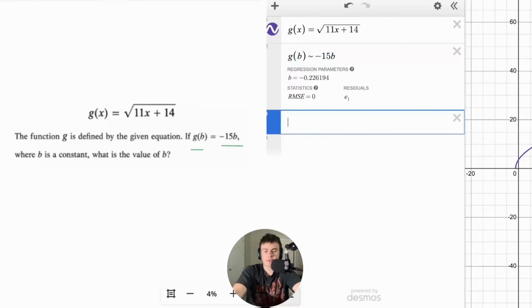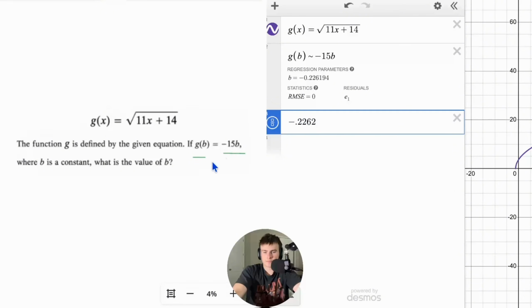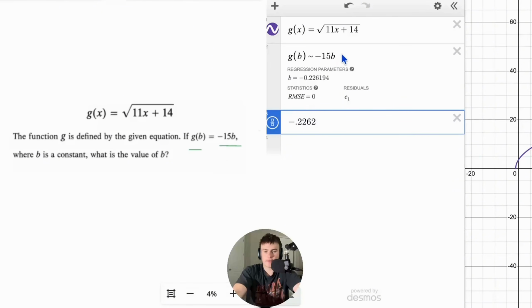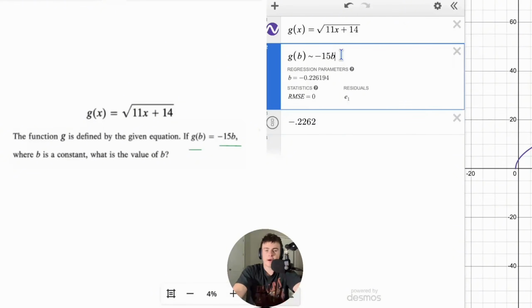On the SAT, you'd write it as negative 0.2262 technically, because you want to do 5 characters total, not including the negative. And yeah, that's it. So if you have functions, you can literally just type in the naked point, as I say, with a tilde, and it'll solve for all the stuff you need.